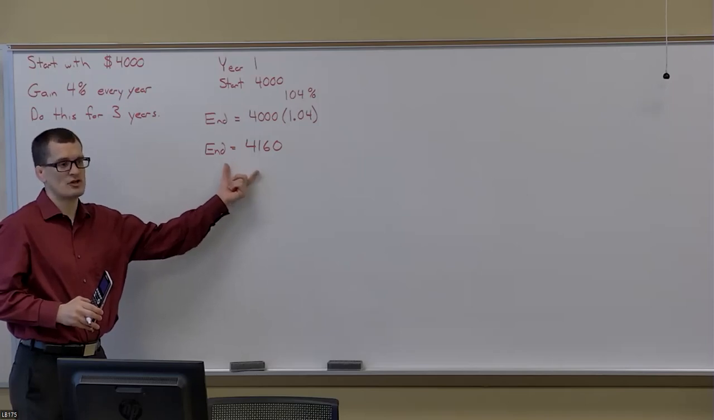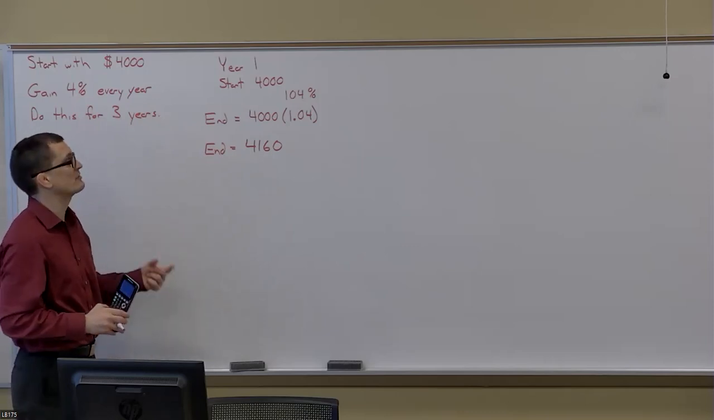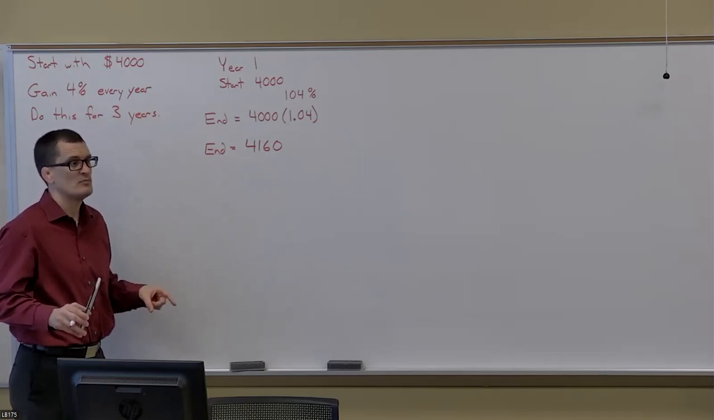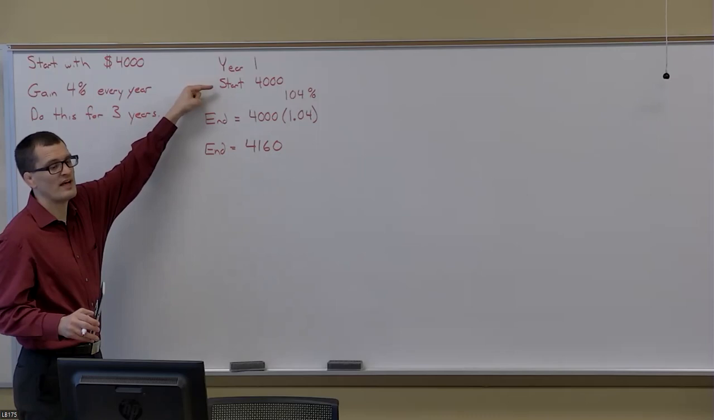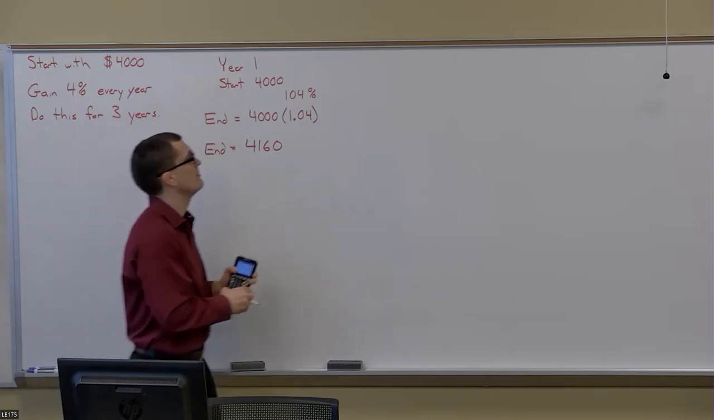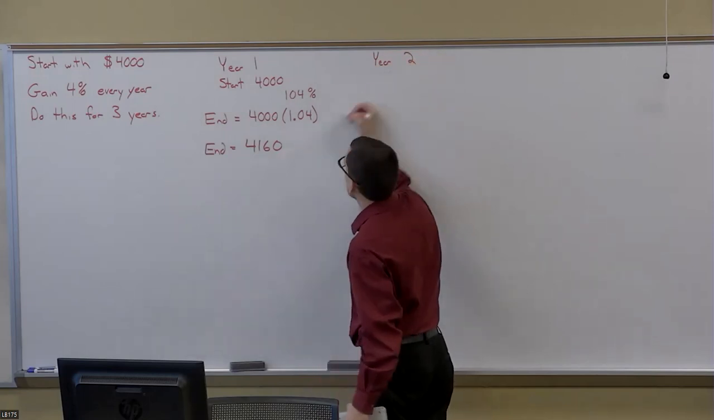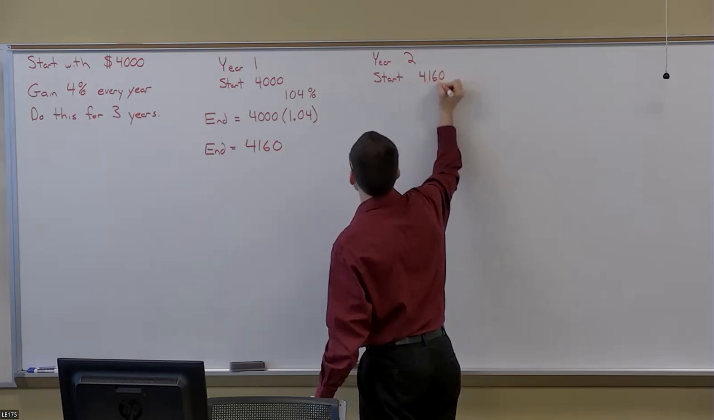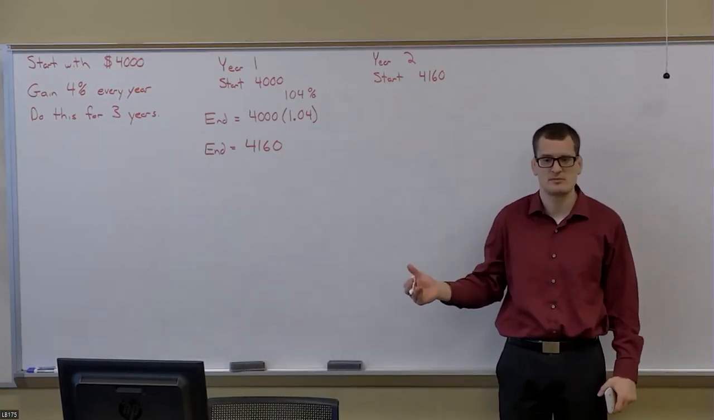Now the key factor in this interest calculation is that in year 2, we are not going to gain 160 again. Because the interest that I accrue isn't applied to the 4,000. It's actually on year 2. In year 2, I'm going to start out with 4,160 instead of starting out with 4,000. Does that make sense?